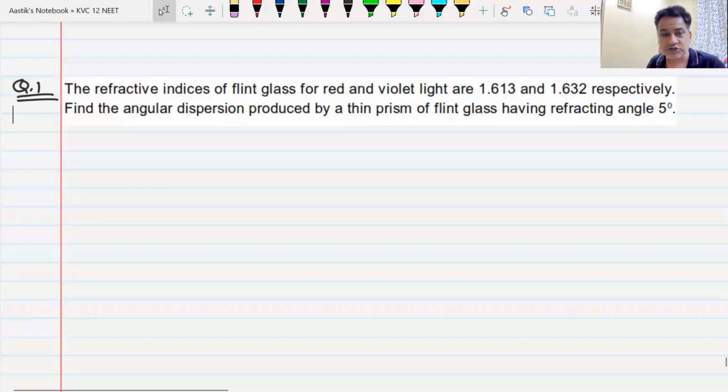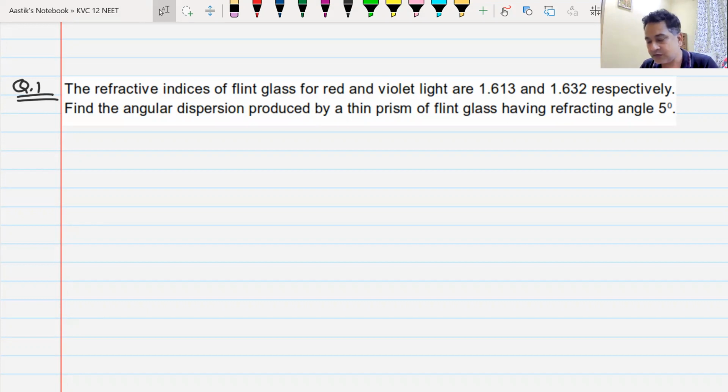This is the first question. The refractive indices for flint glass of red and violet light are 1.613 and 1.632. Find the angular dispersion produced by a thin prism whose refracting angle is 5 degrees. I'll give you 2 minutes to note it down.